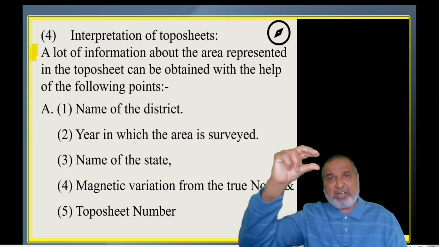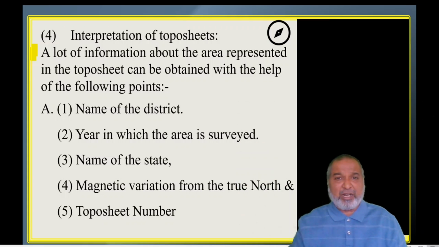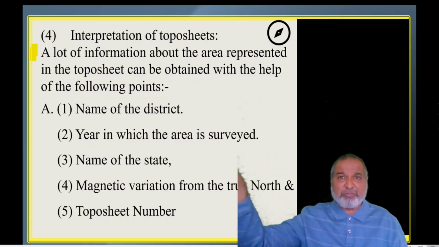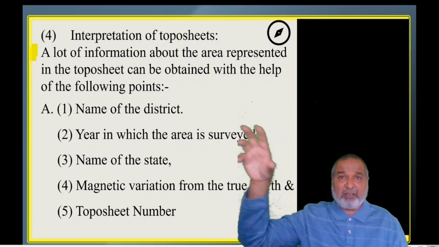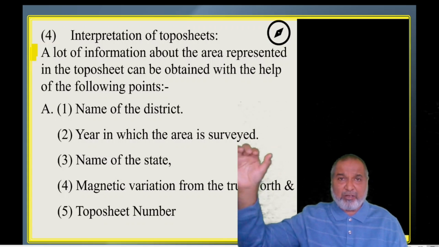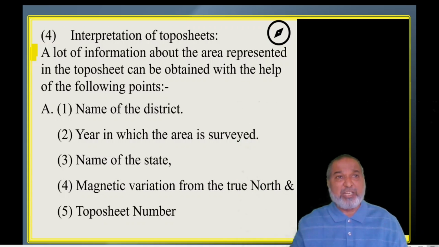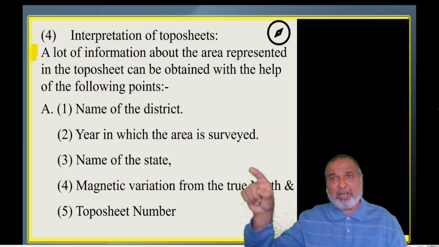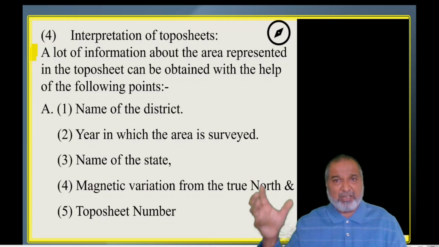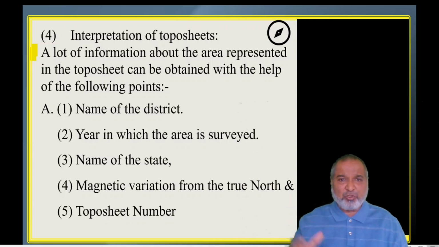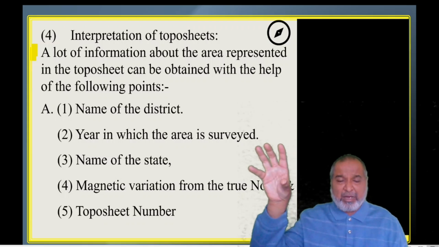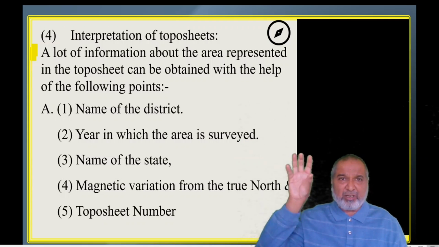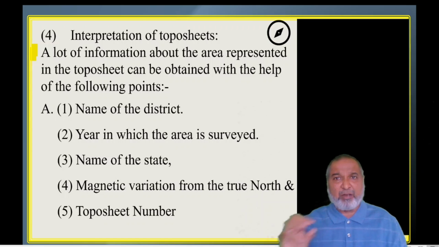From the left you start reading till your right-hand side. Magnetic variation is from the true north, and at the end, on the right-hand side of the map at the top, the topo sheet number is given. For example, 47 J will be there, and below that the number is 7, 6, 14, 16. So that number is there. Whenever the examiner asks in the examination, you have to write down that particular number. Topo sheet number means you just have to write down that topo sheet number.